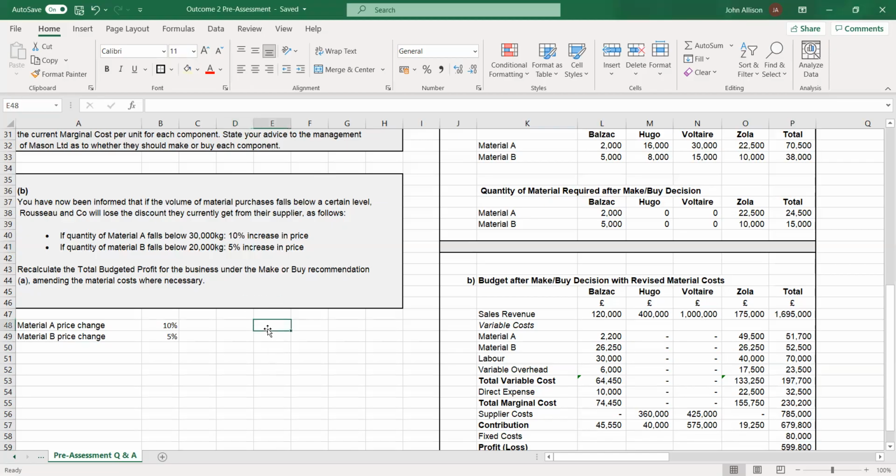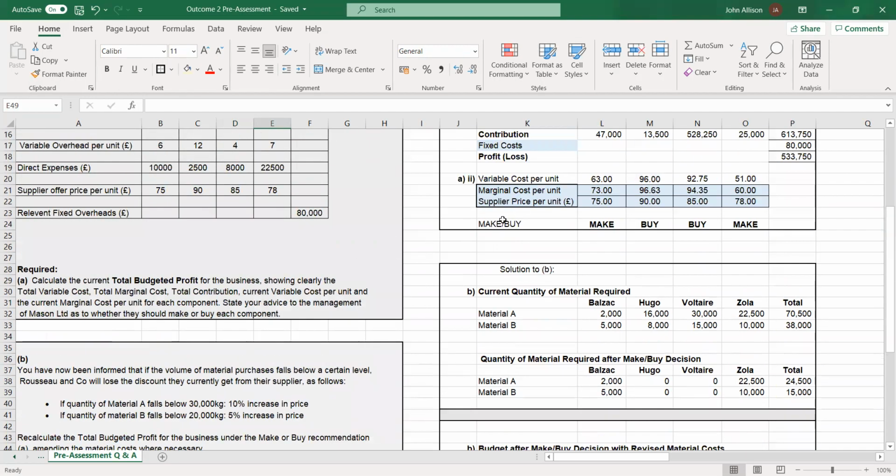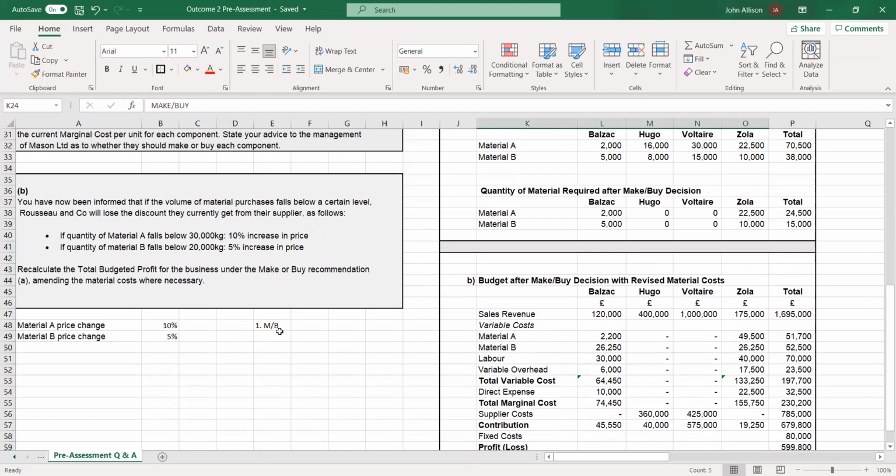So there'll be two parts to this then. The first one is we're looking at the new budget under the make buy decision. So we're taking into account that we're making in some components and buying others. And the second thing is the potential loss of a discount. These are the two factors we've got to consider when we calculate the new budget.